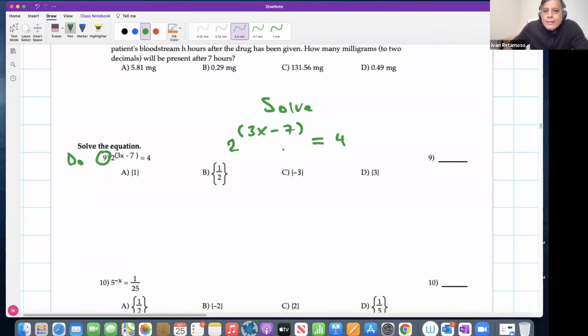Hint, comparing 2 and 4, 2 is the smallest, right? Use the powers of 2. Hint, use powers of 2. Try to do that, guys. It's not that difficult. Hint, use powers of 2.